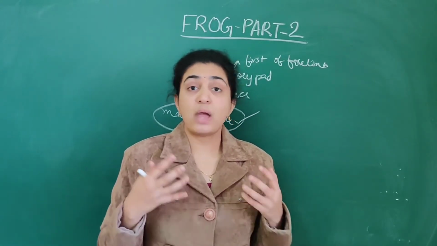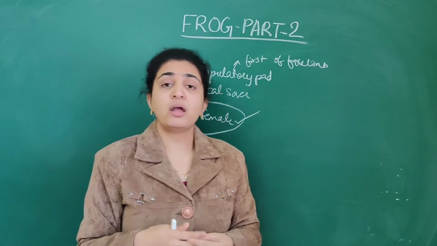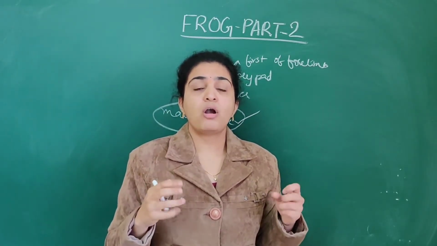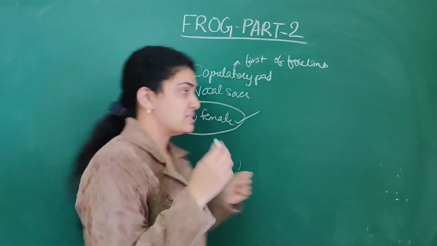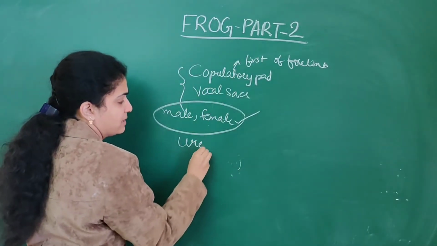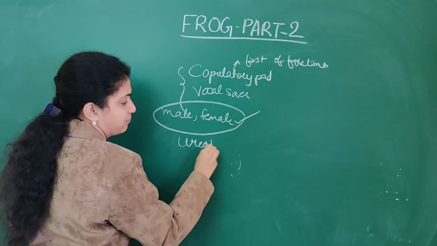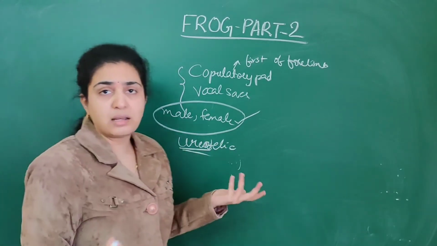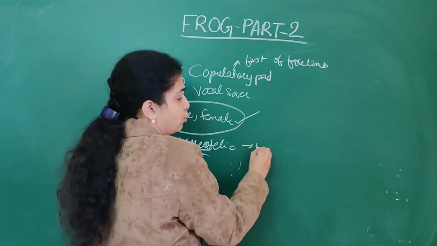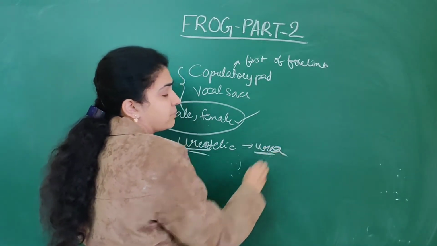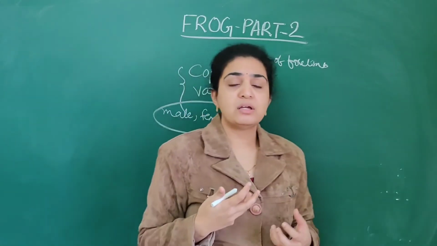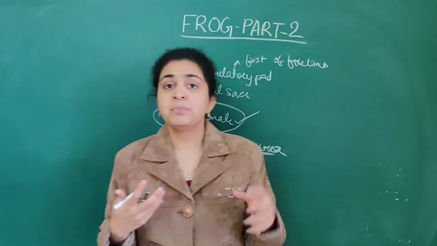Next, when it comes to the excretory system of the frog, they are called ureotelic animals, same as our human beings. Ureotelic animals means the excretory product is nothing but urea. We have already discussed urea in the excretory system.